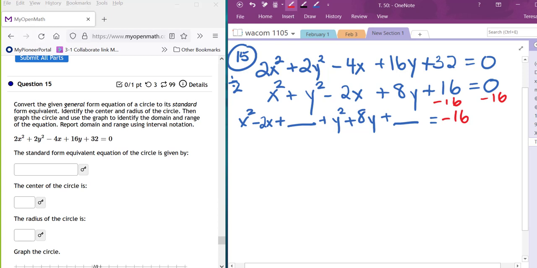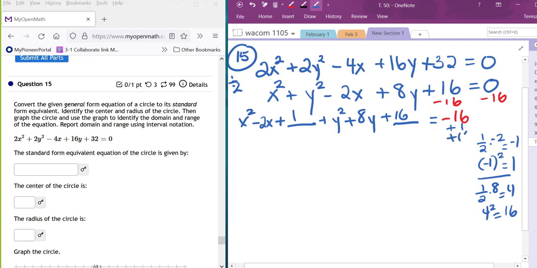All right, so now we'll figure out what to add. So we're going to do half times the coefficient of the x term. So half times -2 gives us -1. Square it gives 1. I'm going to add that here and also add it here. Then we're going to do half times 8, which gives us 4. Square it. 4 squared is 16. Add it here and add it here.